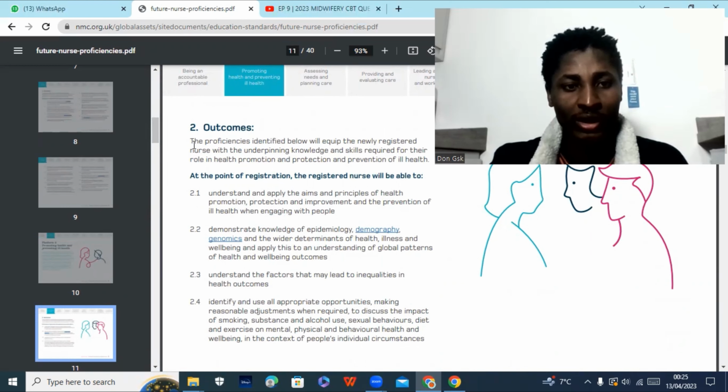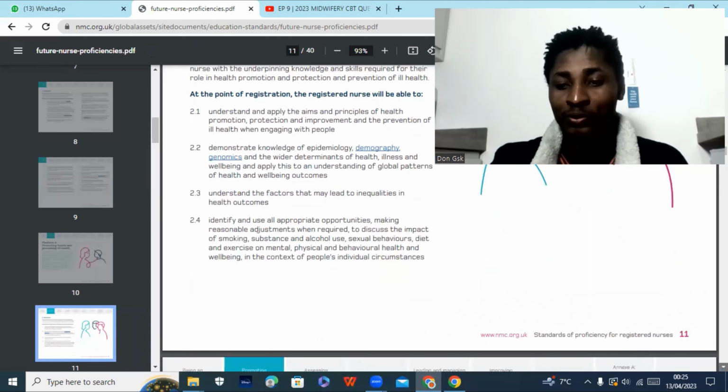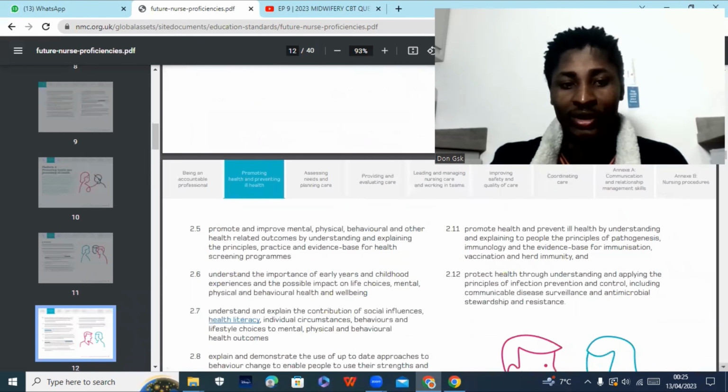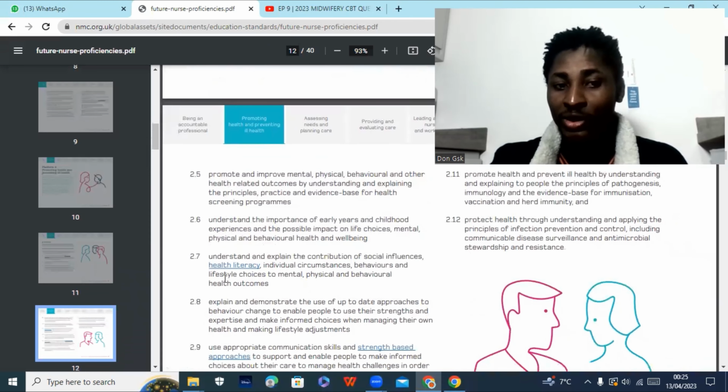So look at 2.4, identify and use appropriate opportunities, making reasonable adjustments when required. What it means by reasonable adjustment is, if you read the Equality Act, you see where they mention reasonable adjustment. So just make sure you know certain things. Health literacy, underlined, is one area where you get questions most often.